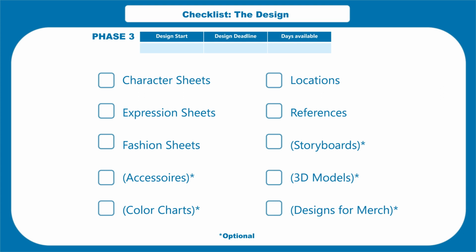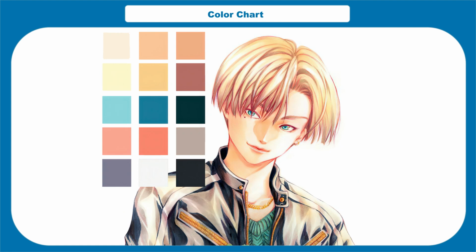Now let's talk about the things that are optional. Especially for longer stories, it might be a good idea to give the same attention to accessories that is given to expression sheets, particularly in fantasy stories that have weapons or armor, and when there are a lot of different accessories involved. Same with color charts.